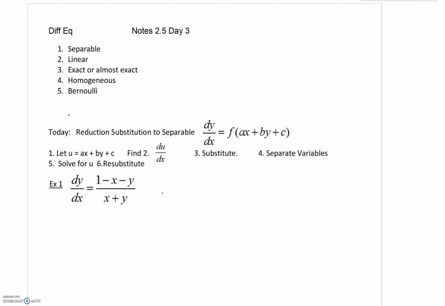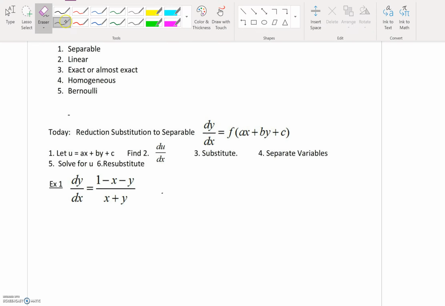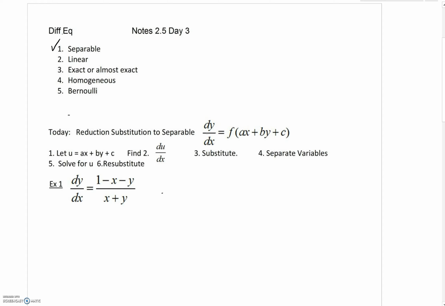Differential equations, we're still in section 2.5, now in day 3. We have really been going through different types of differential equations. We've seen the separable differential equations. In fact, you saw that in BC. We saw the linear, where we went ahead and we found integrating factors. We had the exact, the almost exact, where we multiplied by an integrating factor. Homogeneous, we just did Bernoulli.